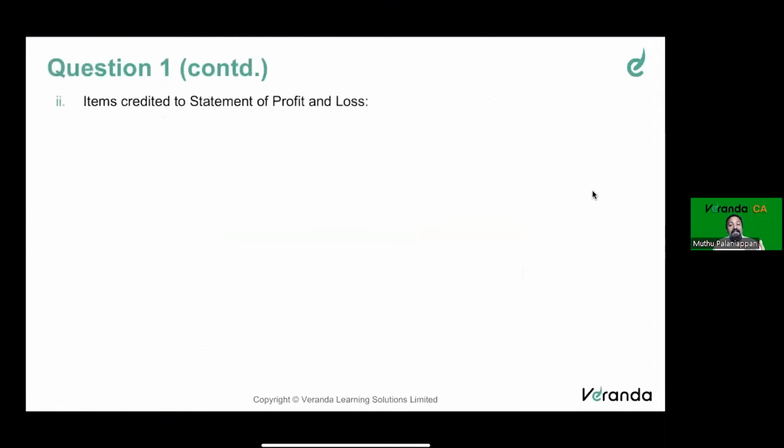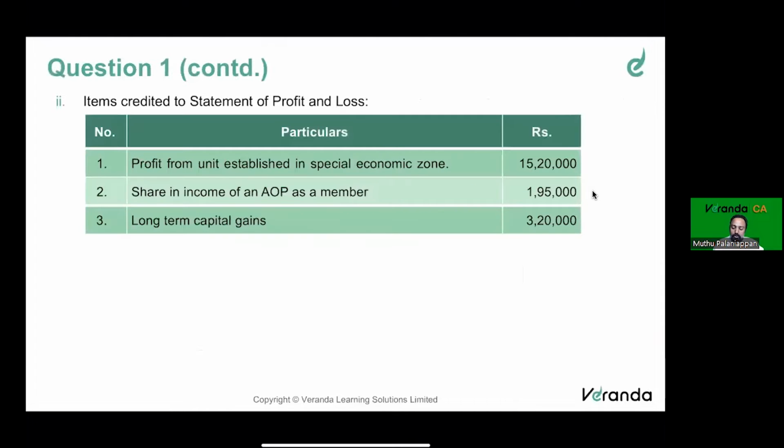Then we have items credited to the P&L account. The first one is profit of units established in a special economic zone, SEZ. What is the treatment? Generally, some of the units in a special economic zone enjoy a tax holiday benefit, so their profit is exempt for a certain period. Let's say out of 15 years, they can utilize 10 years as tax eligible units. Now, what is the treatment under regular income tax provisions, and what is the treatment under 115JB? That we need to see.